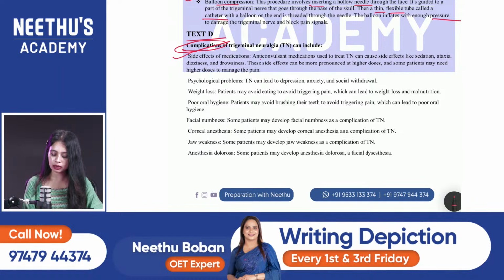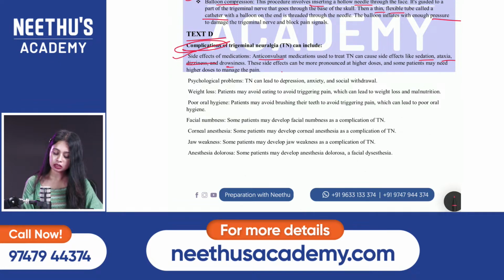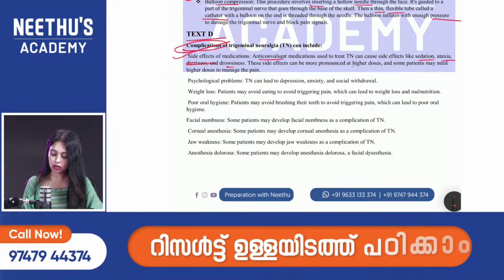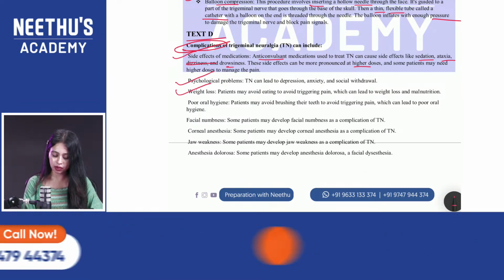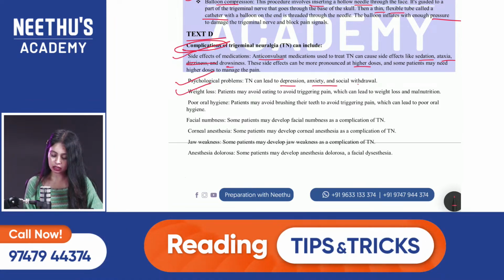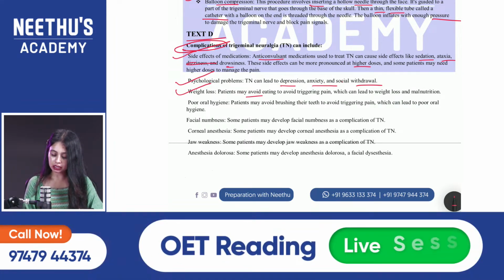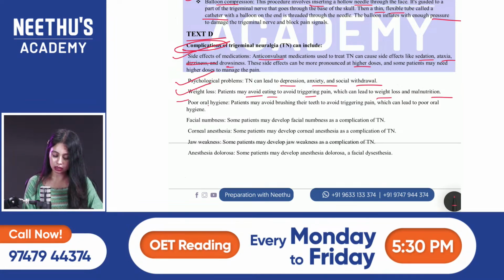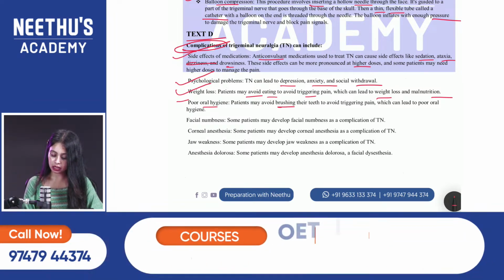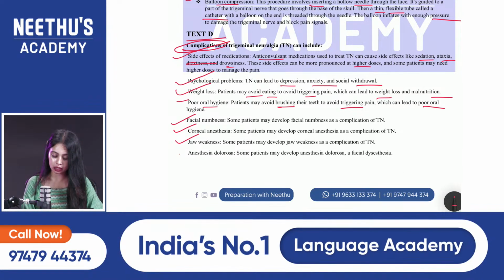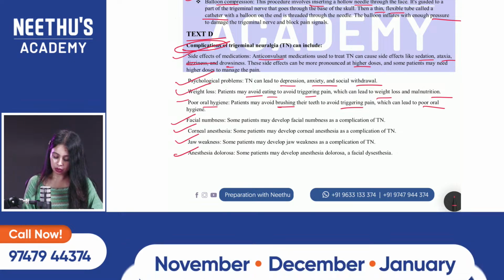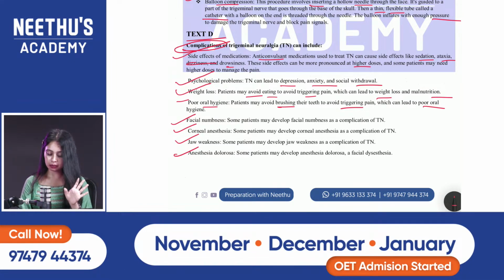Remember, anticonvulsant medications used for TN cause side effects like sedation, ataxia, dizziness, and drowsiness. These side effects can be more pronounced at higher doses, and some patients may need higher doses to manage the pain. So what are the other problems? Psychological problems will be there, weight loss will be there, depression, anxiety, social withdrawal. Patients may avoid eating to avoid triggering pain, which can lead to weight loss and malnutrition. Poor oral hygiene. So why? Patients avoid brushing their teeth to avoid triggering pain, which can lead to poor oral hygiene. Facial numbness, corneal anesthesia, jaw weakness, anesthesia dolorosa. Okay, so these are my keywords from text D.